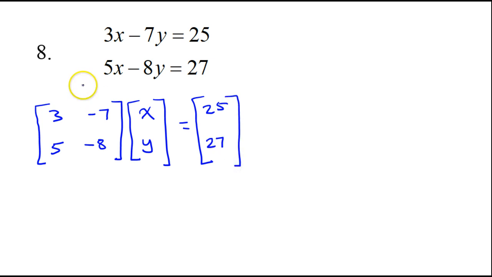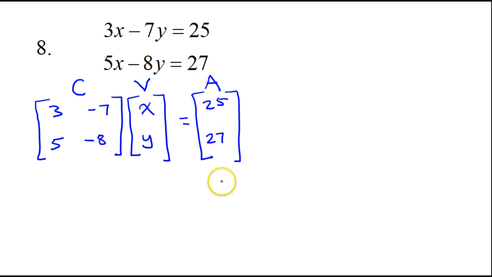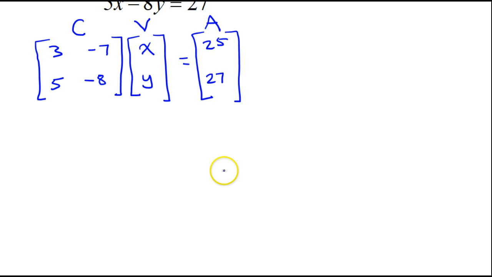And let's label these. This will be my matrix C for coefficients. This will be matrix V, my variable matrix. And this will be matrix A for the answer matrix. So, before we can solve this matrix equation, I'm thinking ahead, and I know that we are going to need the inverse of matrix C. But in order to find the inverse of matrix C by hand, I will first need the determinant of matrix C. So that's what I'm going to actually find first.